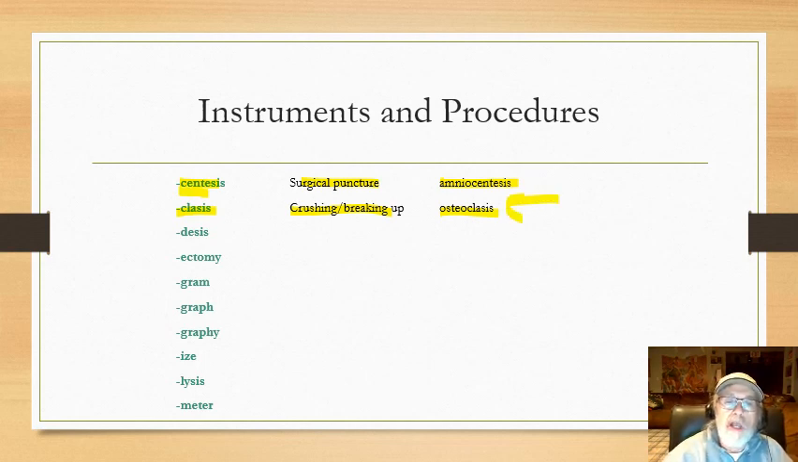Because clasis means a surgical crushing or breaking things up. Desis means a surgical binding or surgical fusion. Arthrodesis, well, we know arthro means joint.